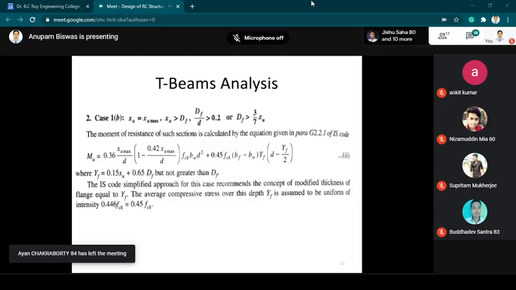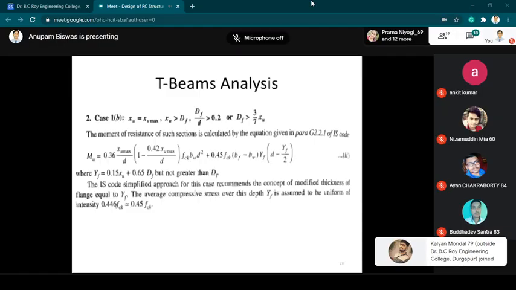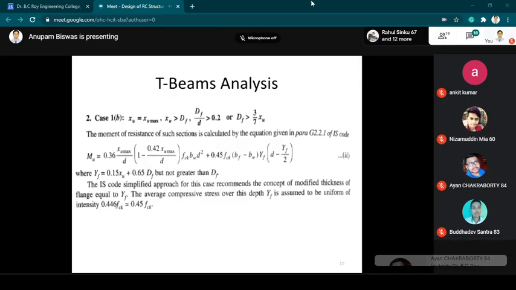Okay, and the calculation goes similar to that of a rectangular section, considering the width of the beam as bf, the width of the flange. Instead of b, we replace it with bf for the rectangular section equation. But for the second case there is some complicacy, when the neutral axis is lying below the flange portion, that is xu is more than df.